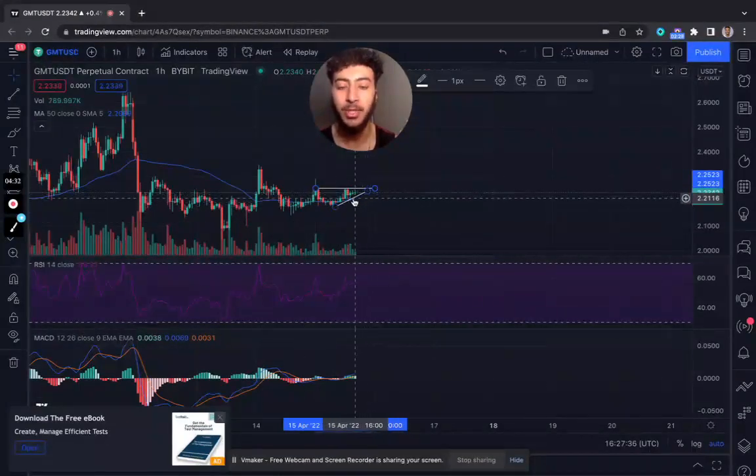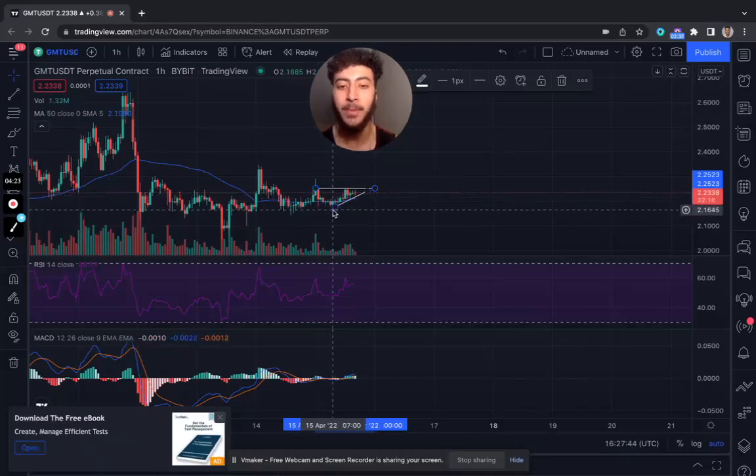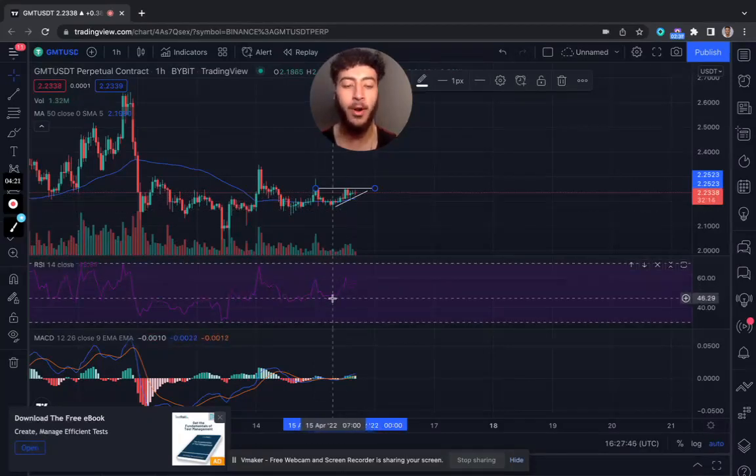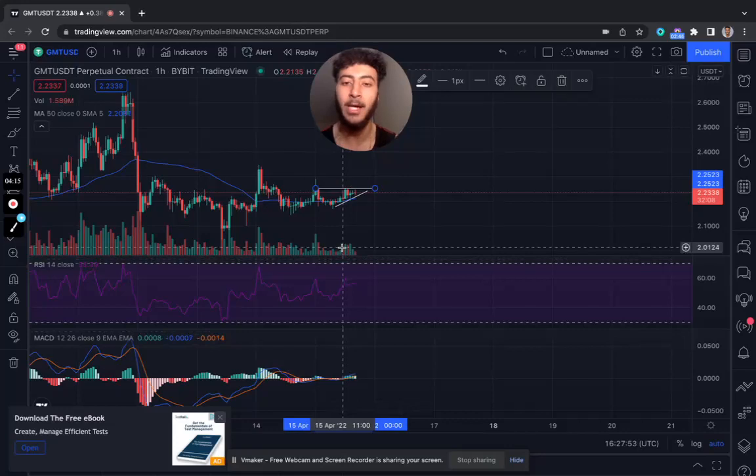Since we are respecting the 50 MA, as you can see here, we respected it several times. We see wicks coming down to the 50 MA and not closing, as we saw here before. Overall, on the RSI, you can see an uptrend occurring as well, and you can see bullish momentum happening for the MACD. A lot of great signs for GMT.